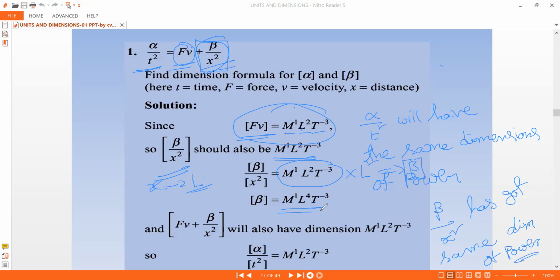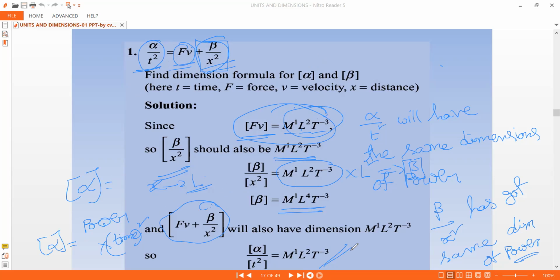That's how you find the value of beta, right? Now on the left hand side, alpha by t square should have the same dimensions as this one, the dimensions of power. To find the dimensions of alpha, you have to multiply power by the square of time, because t square is given. That gives the dimensions of alpha, and based on this the question is solved.